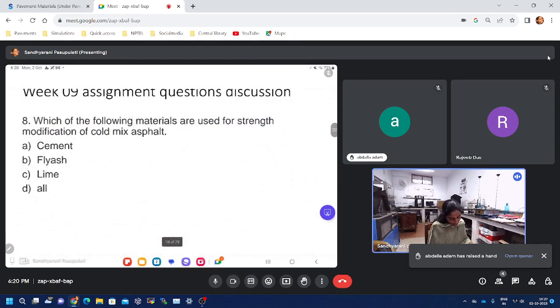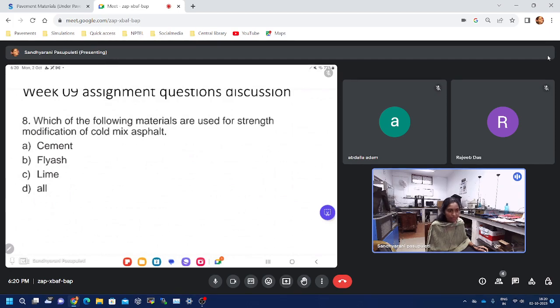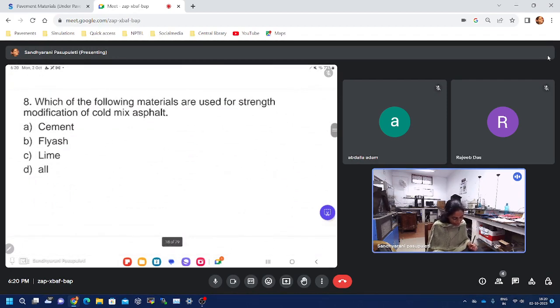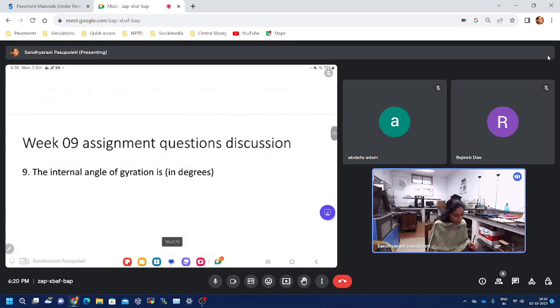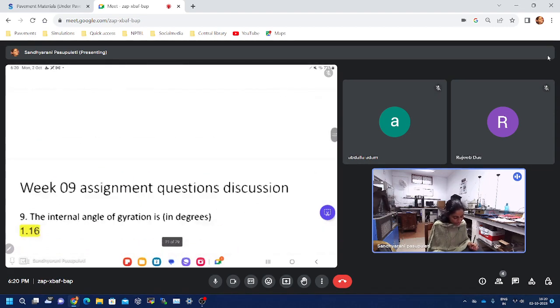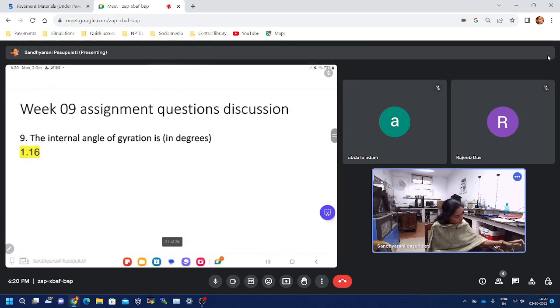And if we come to the 8th question, which of the following materials are used for strength modification of cold mix asphalt? As we have discussed in the previous classes, cold mix asphalt can be modified for strength either by using cement, fly ash, lime or any of the above. The internal angle of gyration is in degrees. This is a direct question and it is 1.16.